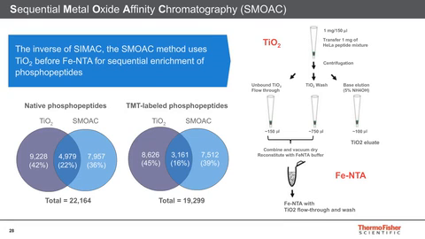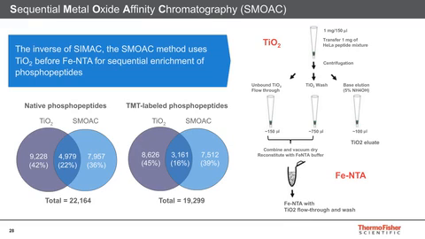Unfortunately, due to the buffers and the binding capacity of the resins that are in our kits, the SIMAC method did not provide more phosphopeptides compared to titanium dioxide alone. Therefore, we developed the inverse of the SIMAC method, which we call the SMOAC method, which uses titanium dioxide before iron NTA for sequential enrichment of phosphopeptides.